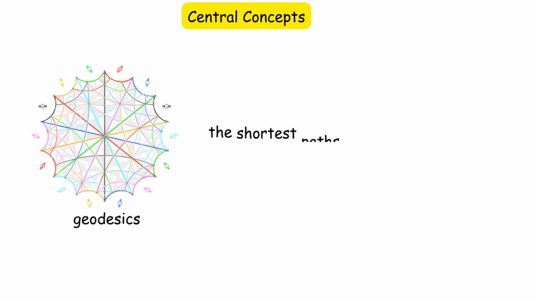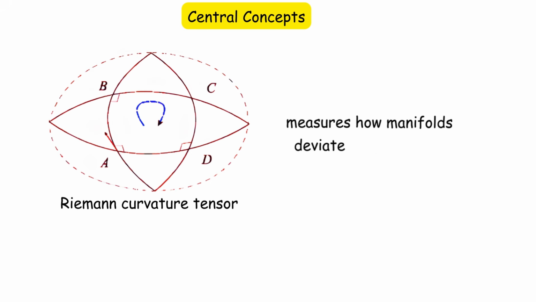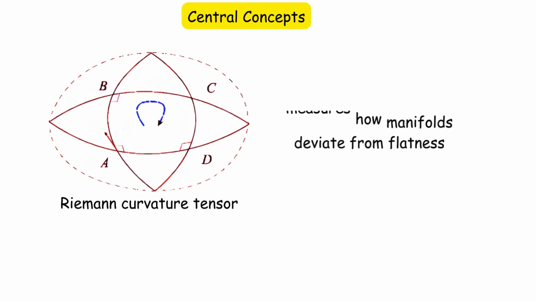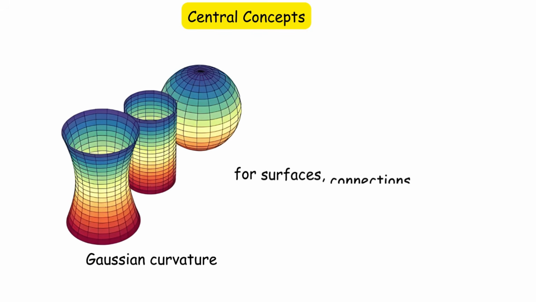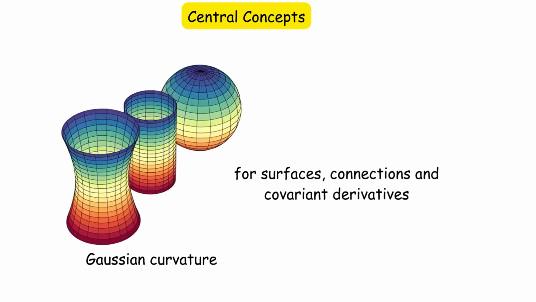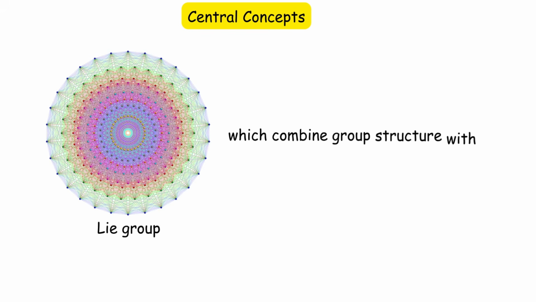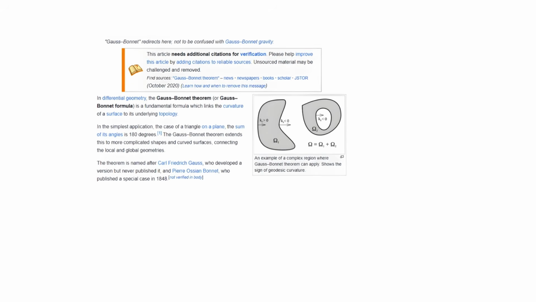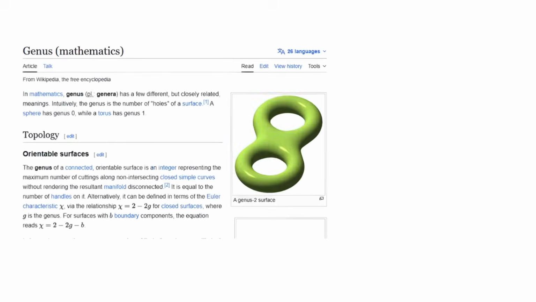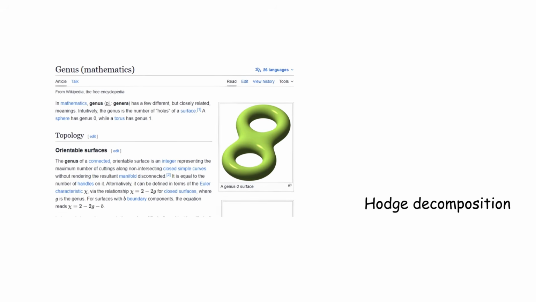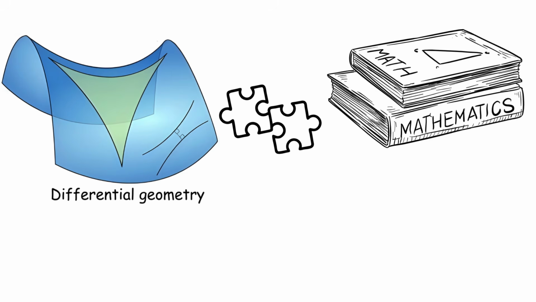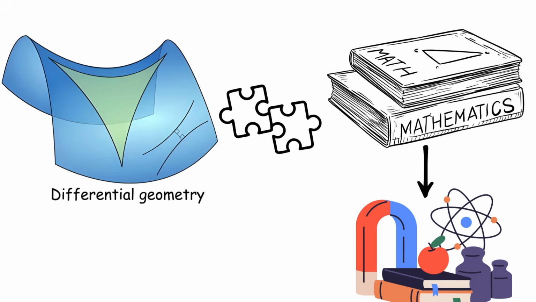curvature. Central concepts include geodesics, the shortest paths between points, generalizing straight lines, the Riemann curvature tensor, which measures how manifolds deviate from flatness, Gaussian curvature for surfaces, connections and covariant derivatives, and Lie groups, which combine group structure with smooth manifold structure. Deep results include the Gauss-Bonnet theorem relating curvature to topology, the classification of surfaces by genus, and the Hodge decomposition. Differential geometry connects pure mathematics to theoretical physics, particularly in gauge theory and string theory.